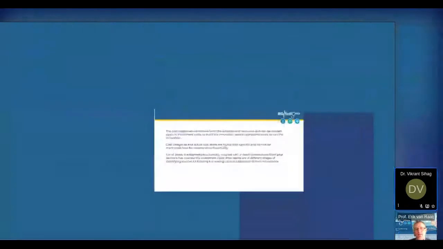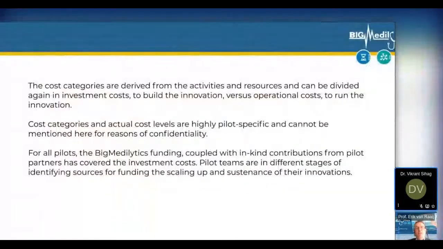Again, not a lot of detail, but we had to think about investment cost versus operational cost. And what we saw is that when we asked about cost coverage, the BigMedilytics funding, of course, coupled with in-kind contribution, covered the investment part for all these pilots, but the challenge was mostly in thinking about where in the system we can find actors who might be willing to cover part of the cost.